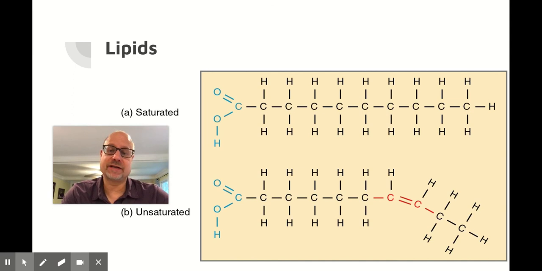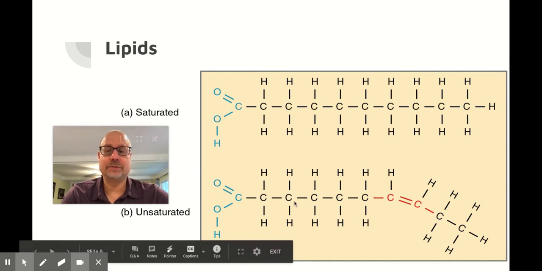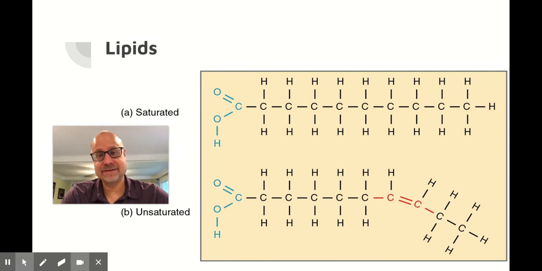That's the reason they call saturated fats unhealthy and unsaturated fats healthy. Basically, because unsaturated fats provide a little bit less energy. And that's fatty acids and glycerol making lipids.